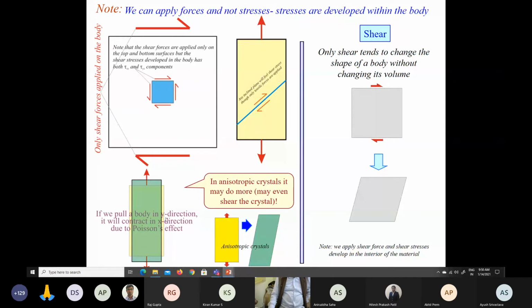Now, if you pull a body, let us consider this case. If you pull a body in the y direction, will it contract in the x direction? Yes, and that is due to the Poisson's ratio. Although the effect is minimal, you see there would be some contraction along the x direction. Okay, so the effect of deformation in one direction is translated into another normal direction through the Poisson's ratio.